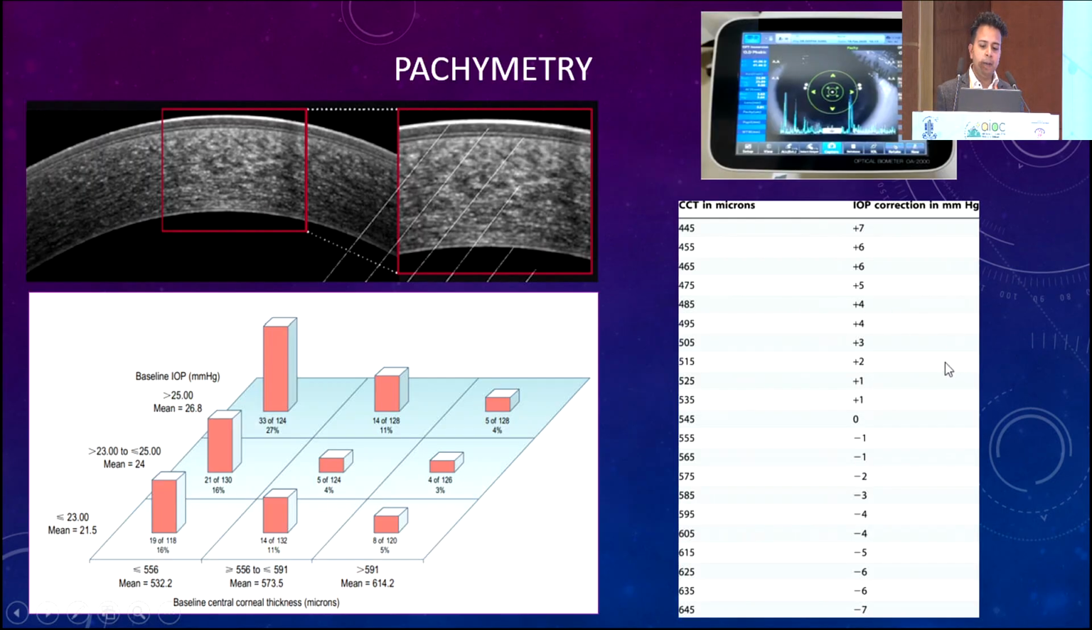Pachymetry plays a very important role. We have to know what central corneal thickness we are dealing with. As you can see, the percentage propensity of having glaucoma in an ocular hypertension patient can change according to how thick or thin the cornea is. And these are some scales present to correct it.